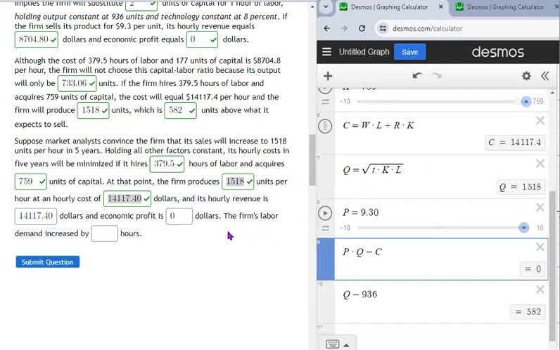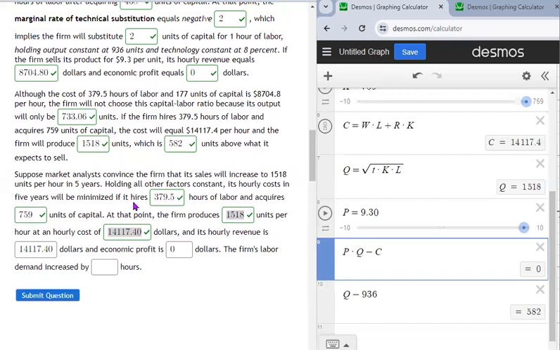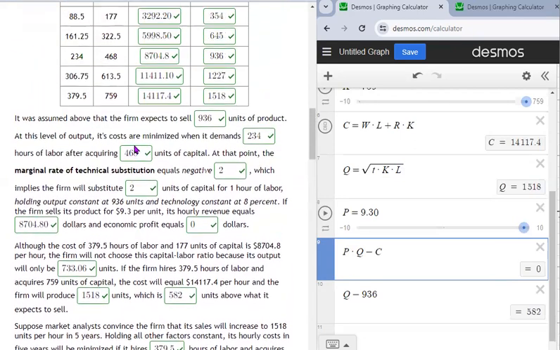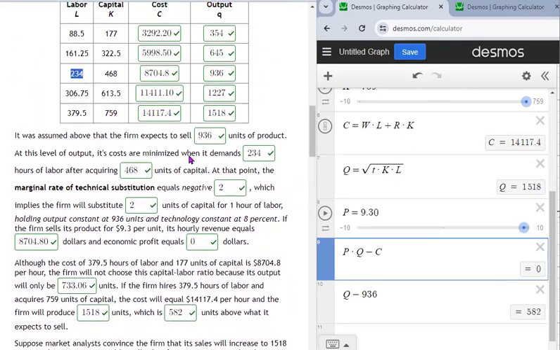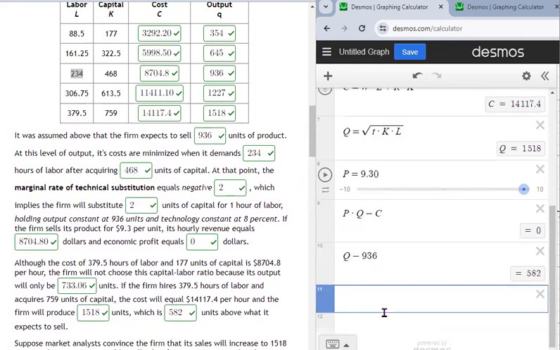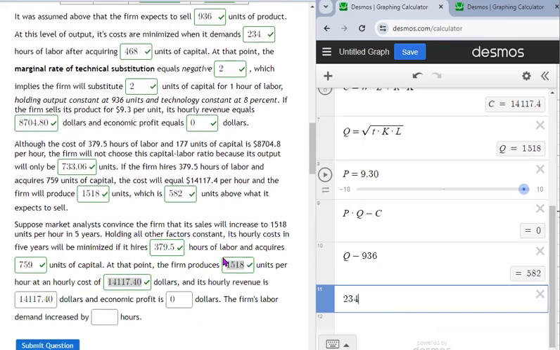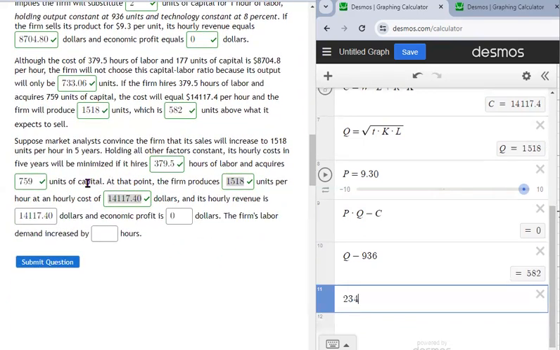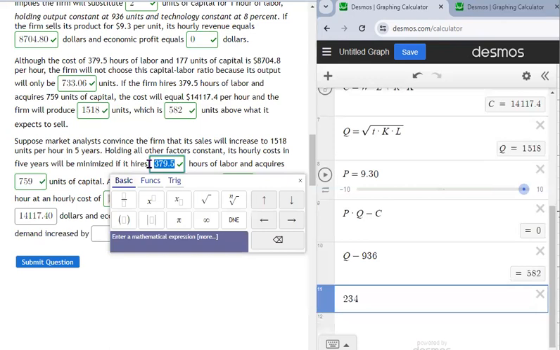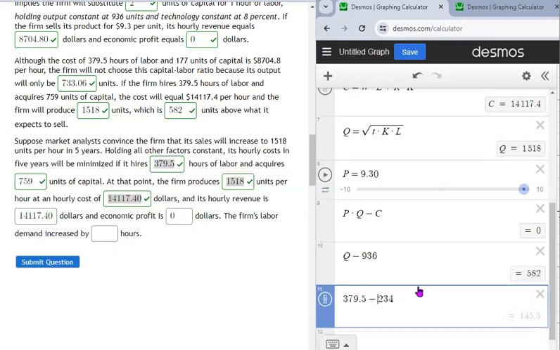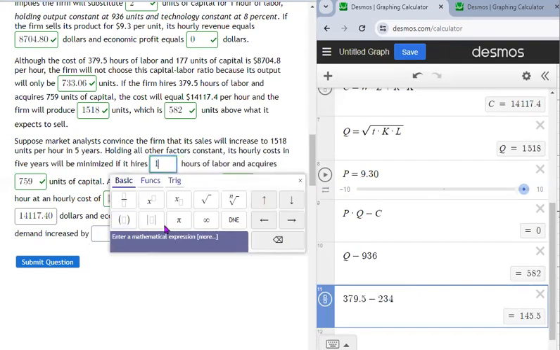Now, the firm's labor demand was 234, right? The quantity of labor it demanded was 234. Now, its quantity of labor demanded is 379.5. So quantity of labor demanded increased by 145.5 hours.